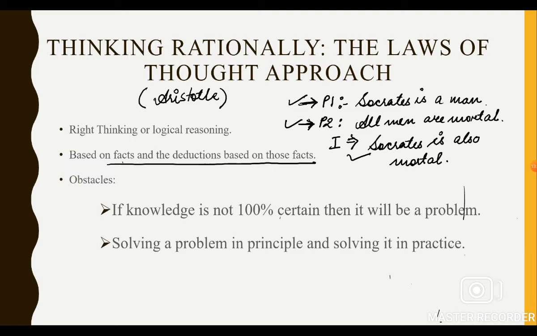So the first one is that it is not easy to take informal knowledge and state it in formal terms, which is required by logical notation, particularly when the knowledge is less than 100% certain. Suppose we do not know whether Socrates is a man or whether all men are mortal. We do not have the correct information or 100% information. Then we might not arrive at the correct inference.